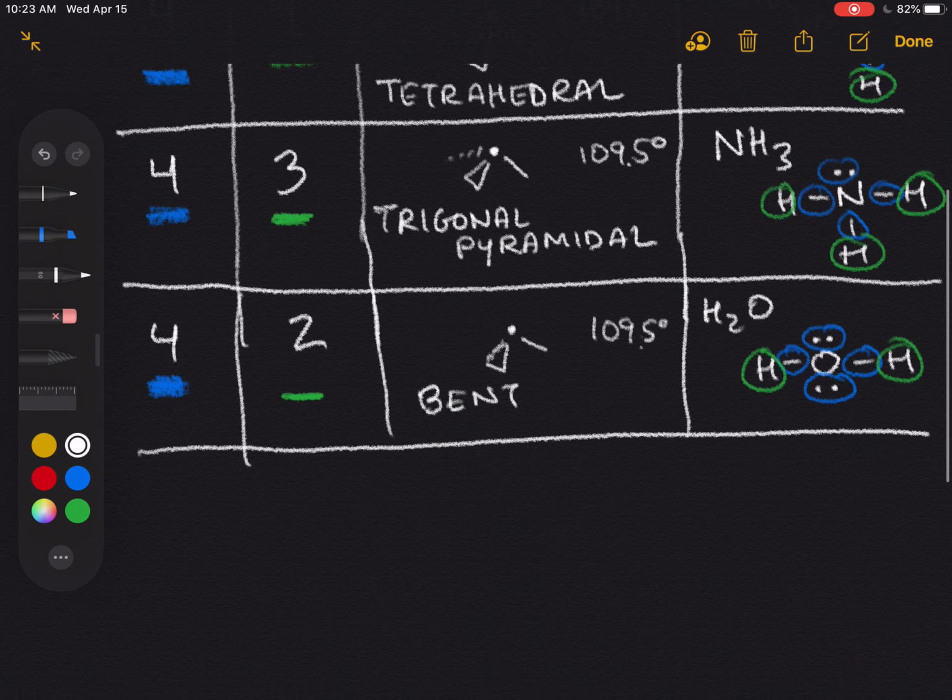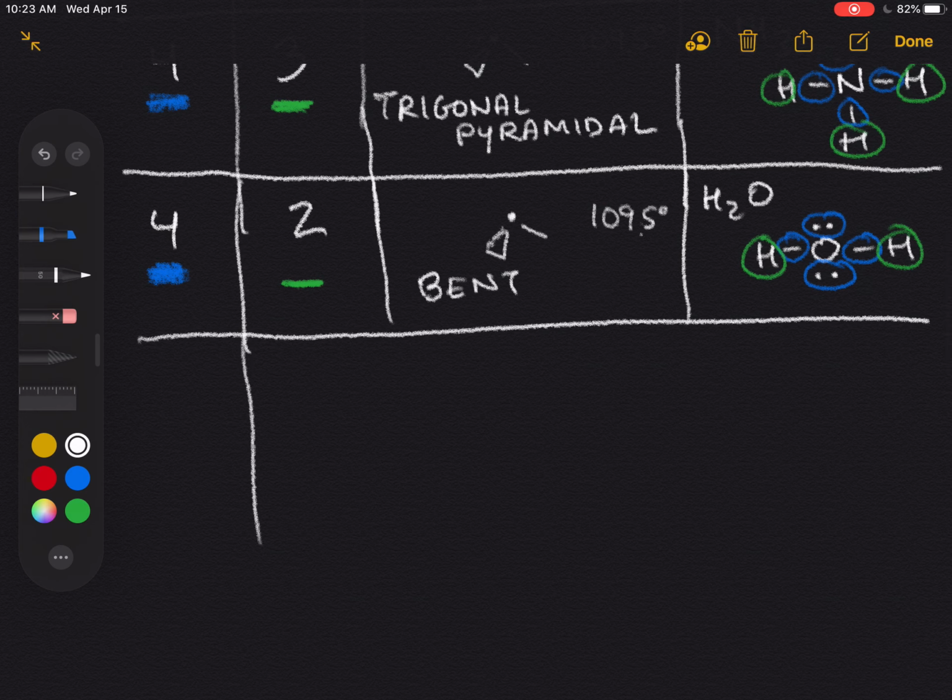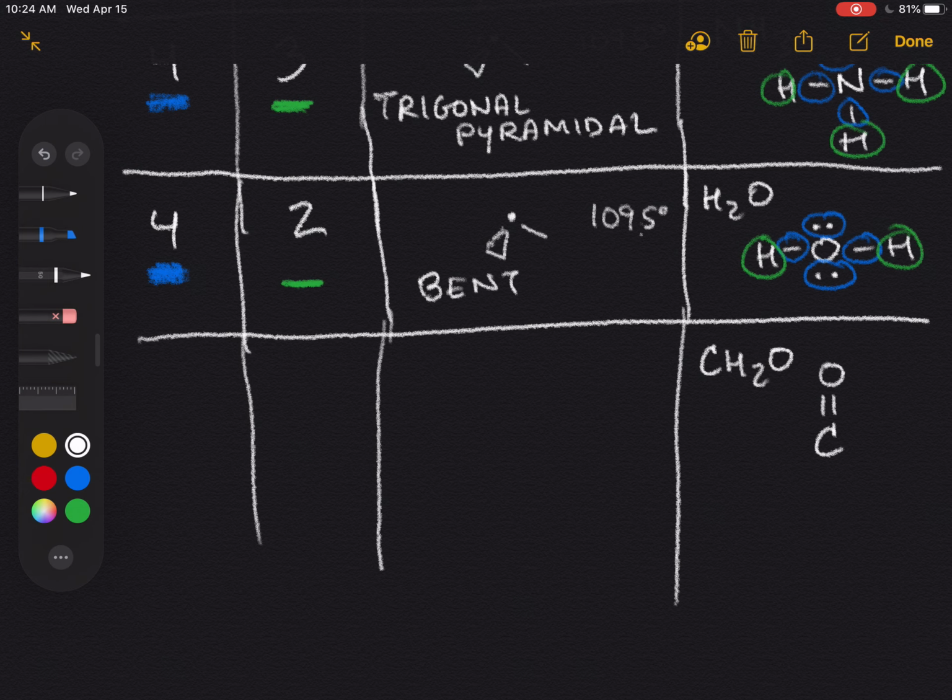All right, let's keep going. You need at least three atoms to have a bond angle or geometry, and so we don't ever go below two atoms bonded here, because we need one, two, three to make an angle. So just keep that in mind. All right, let's look at formaldehyde as an example. So formaldehyde, if we draw that out, we get a C double bonded to an O. We have an H. We have an H.